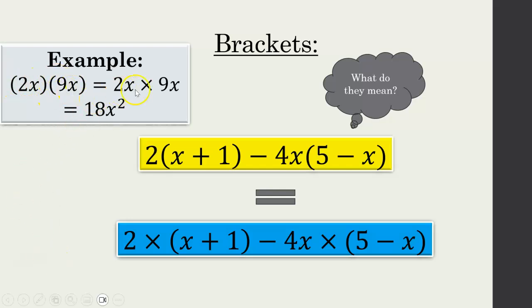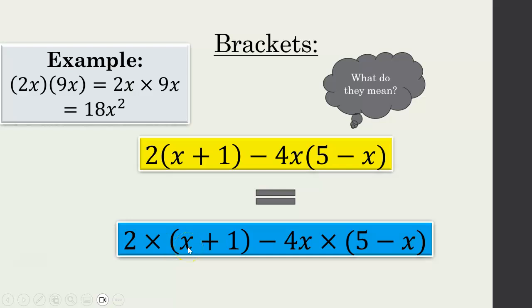Well, that just means 2x multiplied by 9x. Now, how would we do this? Remember, do your variables first. So what's x by x? That's x squared. Then you do your coefficients. What's 2 times 9? That's 18. So the answer would be 18x squared.